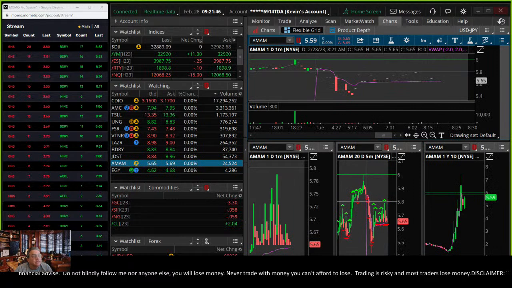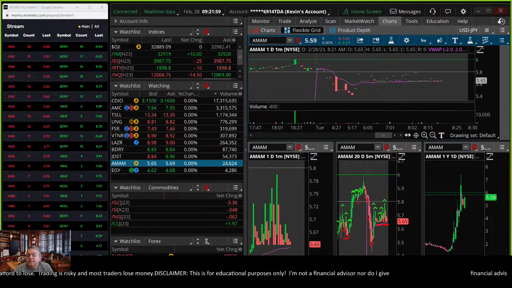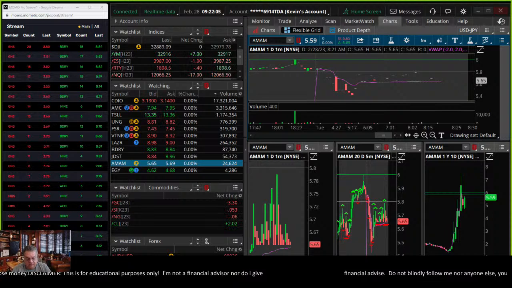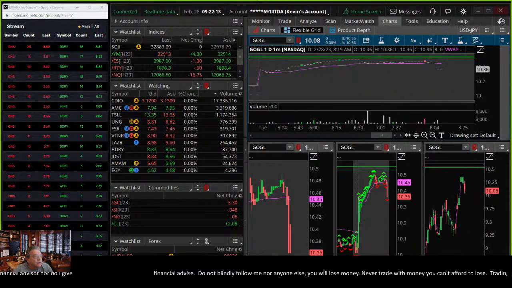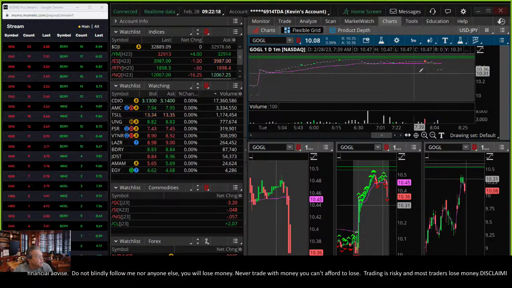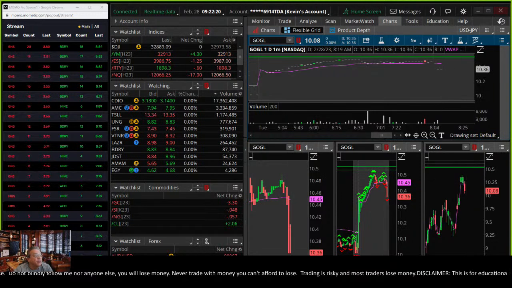AM. BDRY had some nice moves in the last few days. Definitely want to keep an eye on AM. GOGL has some levels I think it's going to come up to. Want to see a little bit more volume coming in on GOGL.